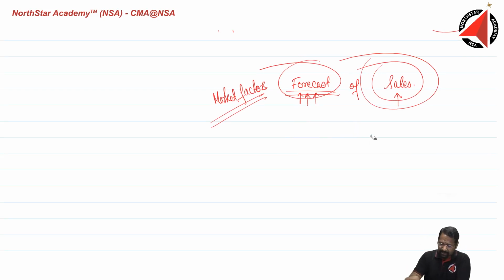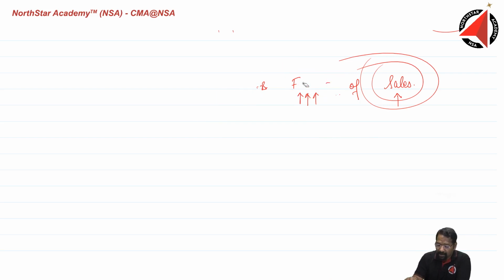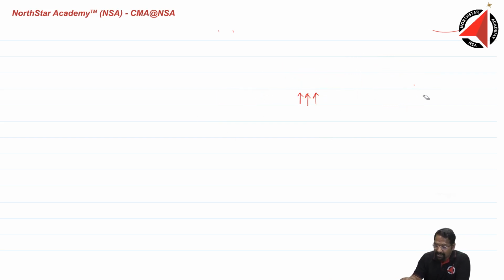Let me tell you. Based on the management forecast using so many statistical tools, the company ascertains that we are going to sell 100,000 units. All right, I've taken a small number. You want a bigger number? Okay, 1 million units. The company has forecasted that we are going to sell 1 million units.